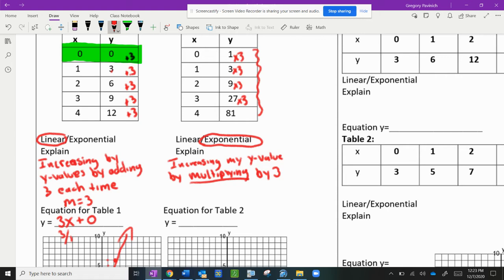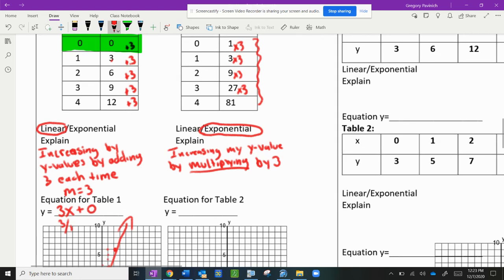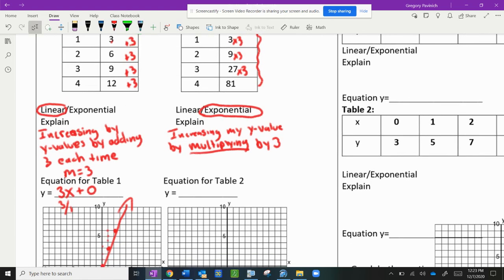And we know we can decrease an exponential, its outputs, by multiplying by a number that's less than 1, like 1/3 or 0.5. But these were both increasing my y's as I was going from smaller x values to greater x values. So next is my equation.